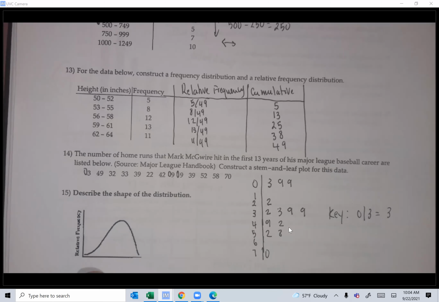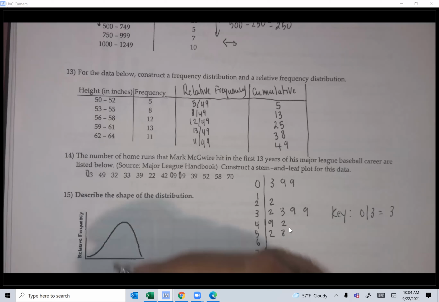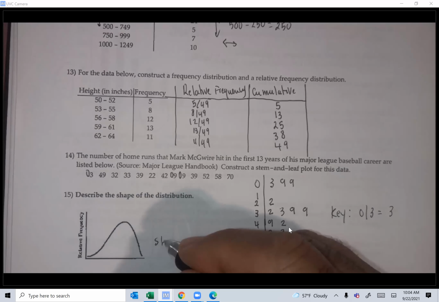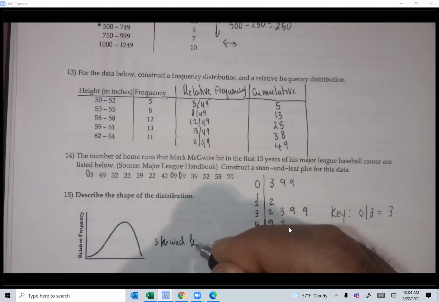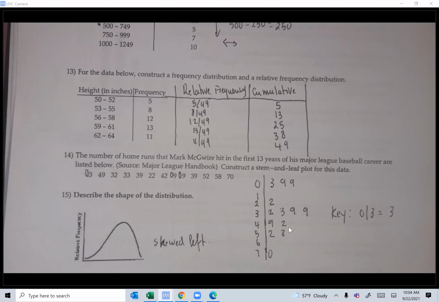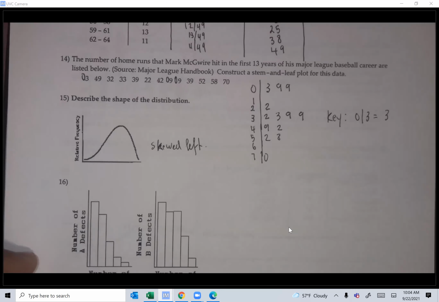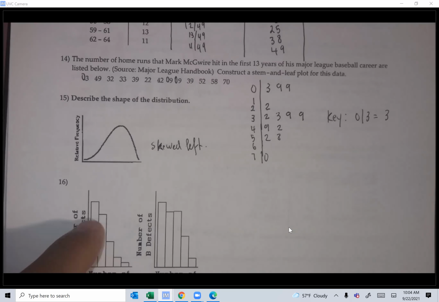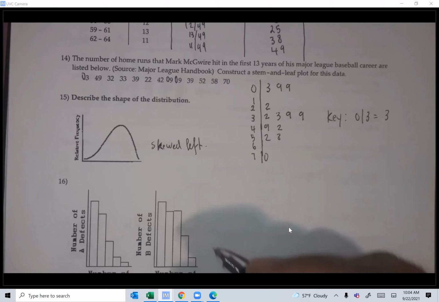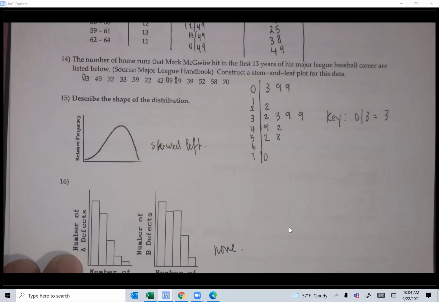Describe the shape of this distribution, number 15, guys. You can see this is skewed left, as you notice. When the tail is toward the left, it is skewed left. Number 16, is either histogram symmetric? None of them are symmetric. They're both skewed right, as you can see. This is to the right, to the right. All right.